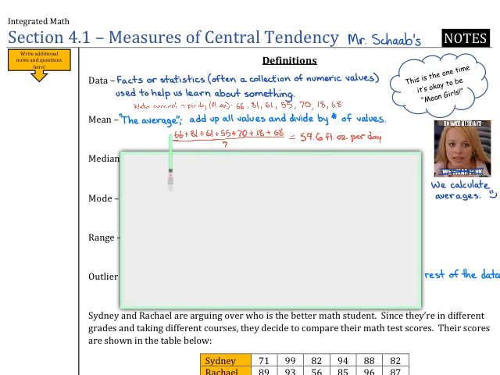So this is a calculator job. Obviously, do not try and do this without a calculator. Just throw it in there. Make sure you're getting it right. And if we find the mean, the mean is 59.6 fluid ounces per day.